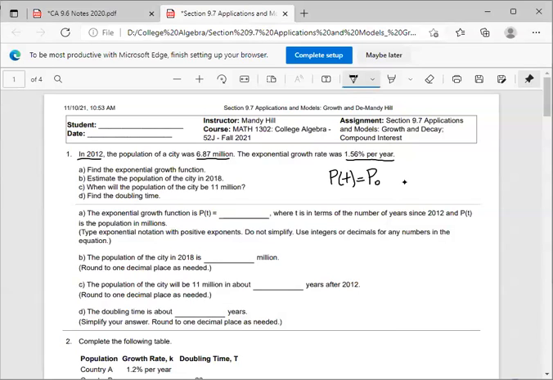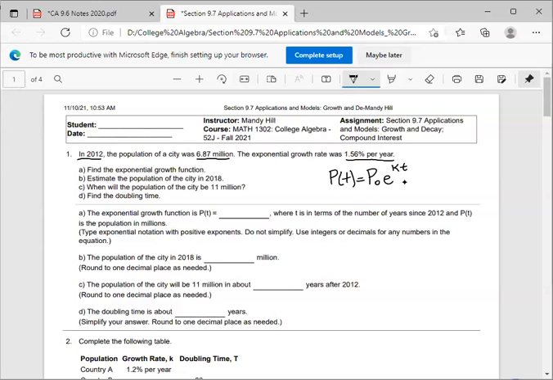sub zero, which means the initial population that you had before anything happened, times E. And remember, E is a number, just like pi. It's like 2.8 something. And we use it for compounding growth. Okay, K is going to be our exponential growth rate. And T is going to be the number of years that go by. So this is just a general formula.